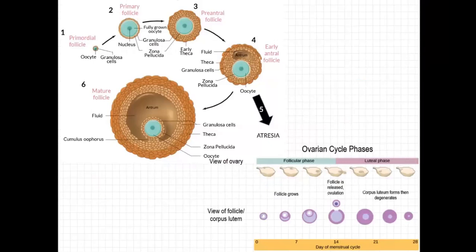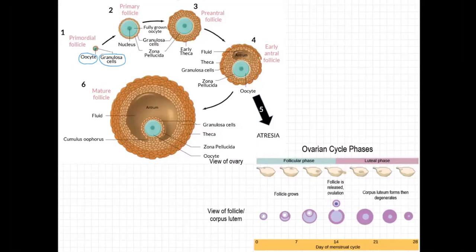So stage 1, we start off with the primordial follicle. As you can have a look, this is basically your earliest follicle type. As you can see in the diagram, it's just one oocyte, which is this green thing in the middle. That oocyte is going to be arrested in prophase 1. And the oocyte is going to be surrounded by a single layer of cells that we call granulosa cells.